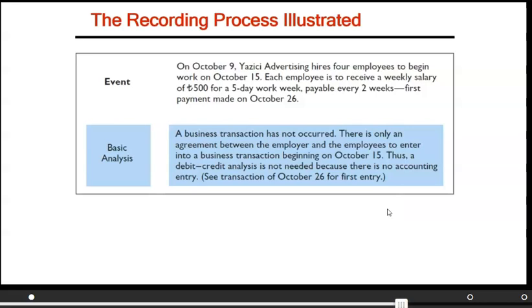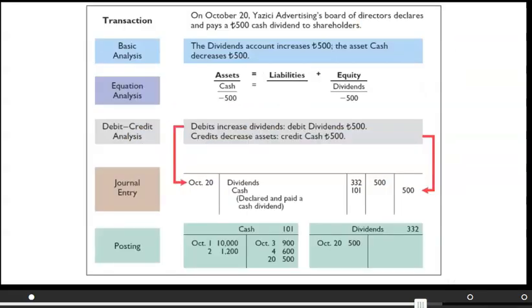And then I hired 4 employees to begin work on October 15th. Now watch this. There was no transaction. This was just talk. There has been no exchange. Recall, a business transaction is an economic exchange of some sort that affects 2 accounts. This had no effect on our records. Then I paid a dividend. Well, dividends is also a debit because it reduces retained earnings, and a reduction in retained earnings is a debit. So dividends is debited, cash credited.